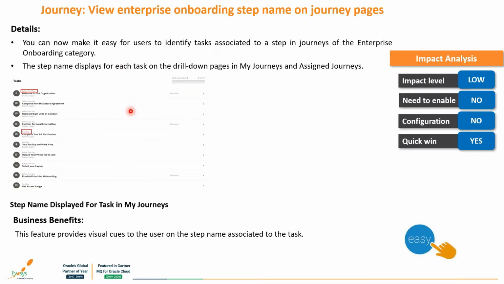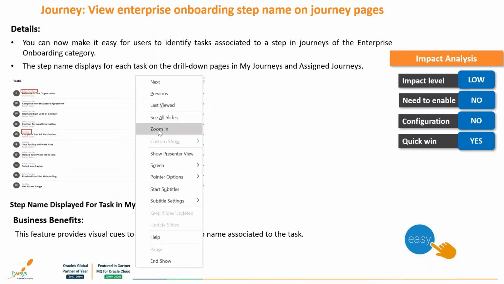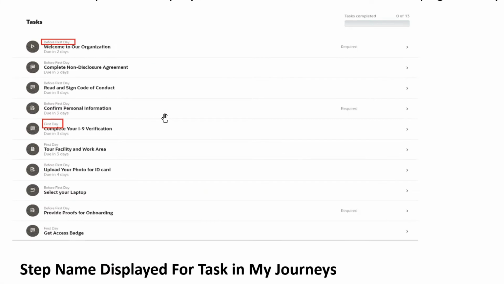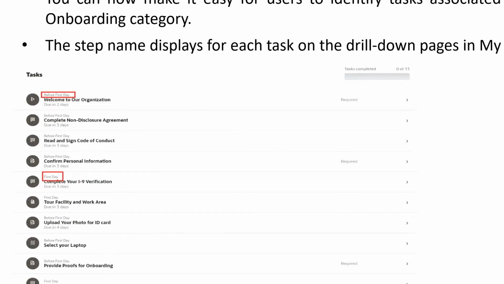Now, moving forward, the new feature is view enterprise onboarding steps, name on journey pages. Now, what used to happen earlier is that there are multiple, say for example, onboarding journey is there, wherein a new employee has been hired. And if you can see that based on this screenshot, welcome, there are multiple tasks which has been assigned. But there was a confusion like when these tasks needs to be performed. So now what Oracle has done, they have given a step name, like when exactly this step needs to be performed.